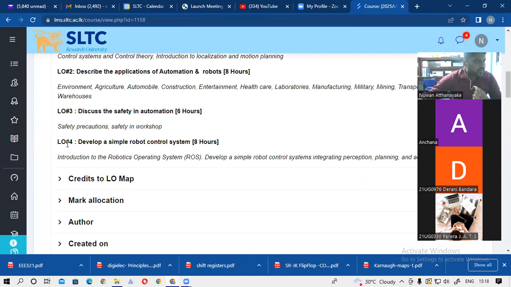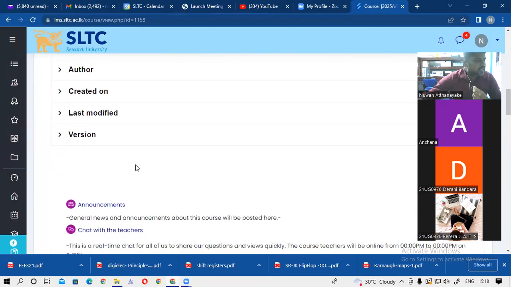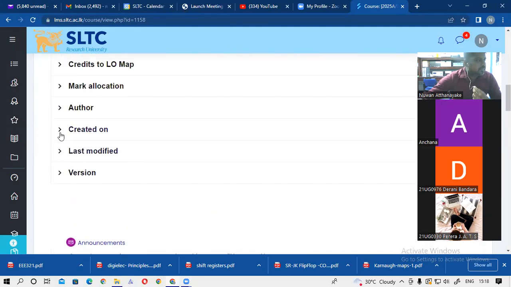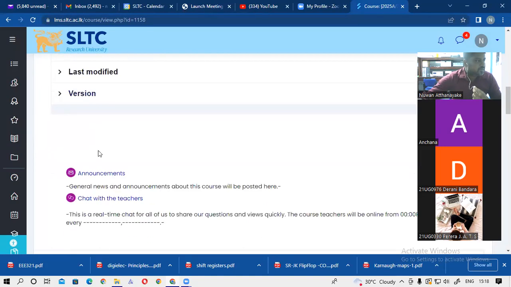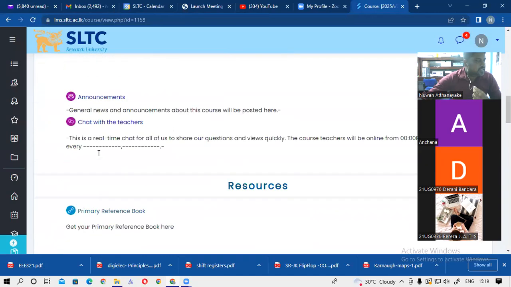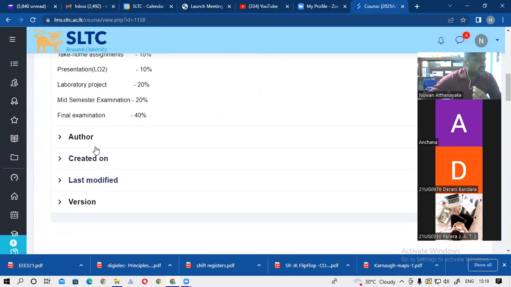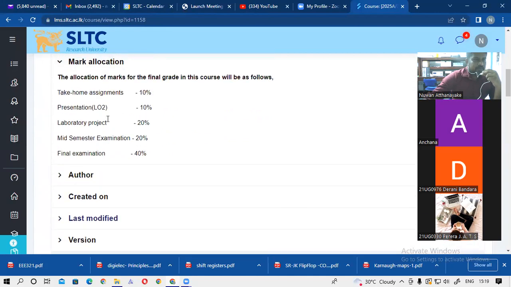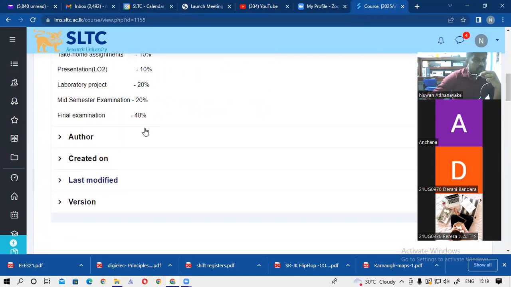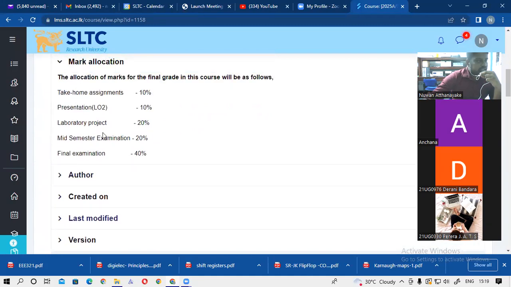I have already told you that in learning outcome 4, we are going to develop a simple robot system. That will be our practical work. That will be your laboratory project, to build a simple robot control system, and you will get 20% for that work.